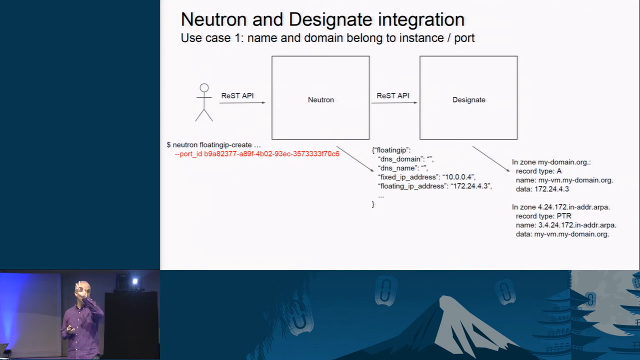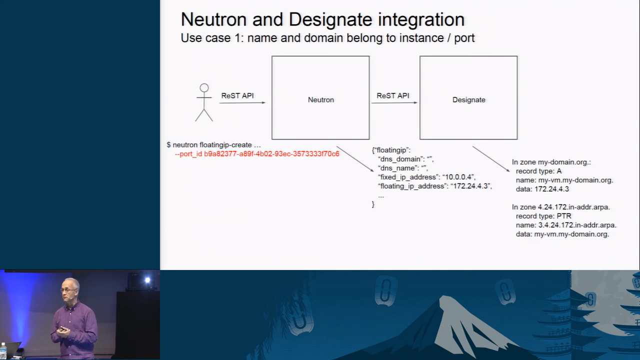We're going to get an A record with the floating IP address, and that floating IP address is associated with the name and the fully qualified domain name of your instance. And you also get a reverse lookup record, a PTR, again with the floating IP address and the fully qualified domain name of that instance. So that's use case number one.